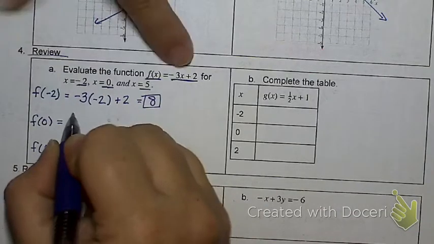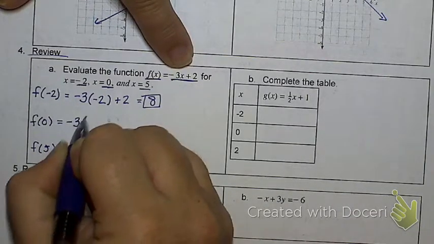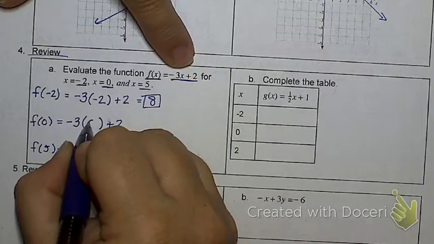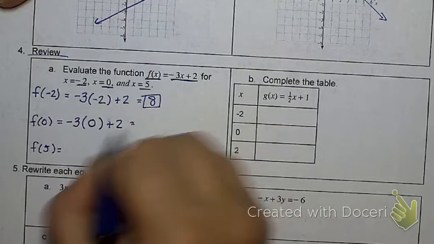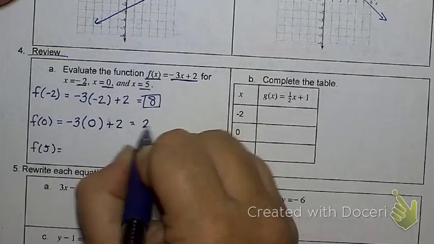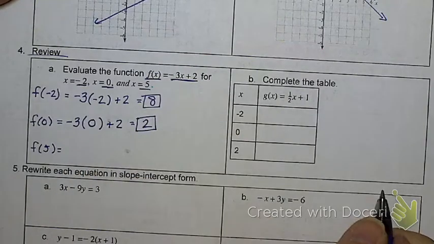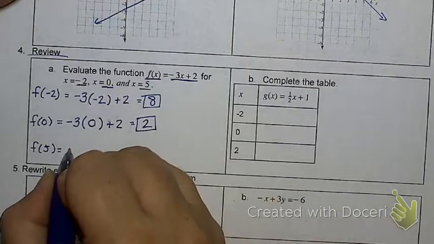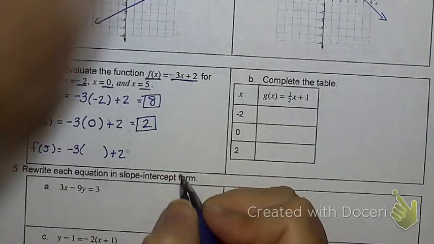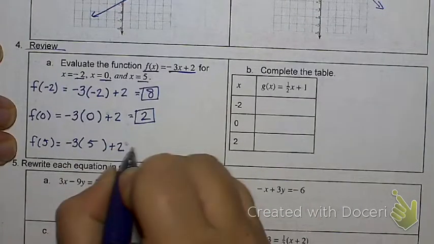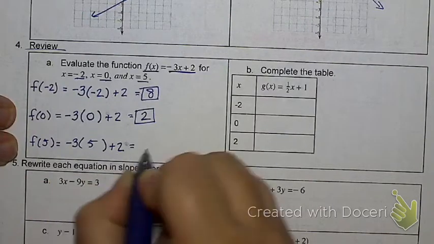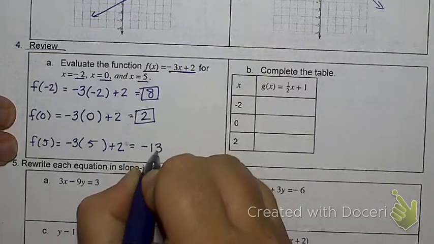Okay? Now if I do this one, negative 3x plus 2, what do I fill in the parentheses with? 0 this time. Negative 3 times 0 is 0, plus 2 is 2. And then the last one, negative 3x plus 2 again. What am I plugging in for x? 5. What is negative 3 times 5? Negative 15 plus 2? Negative 13.